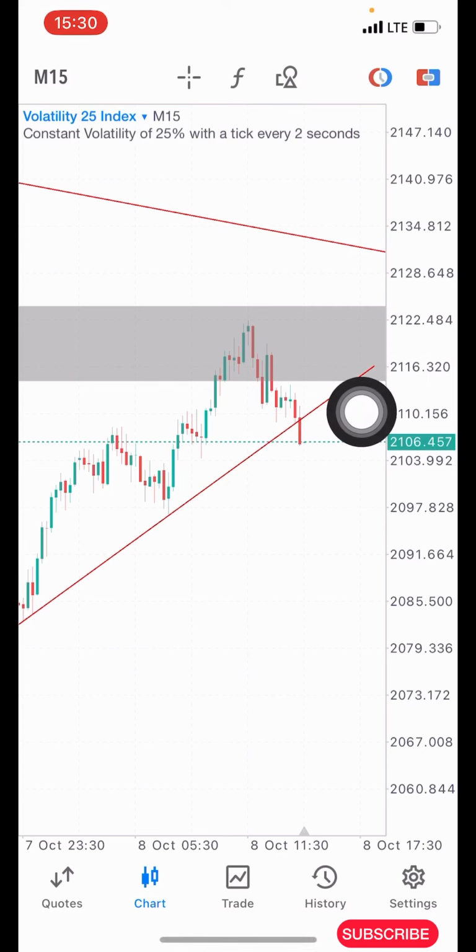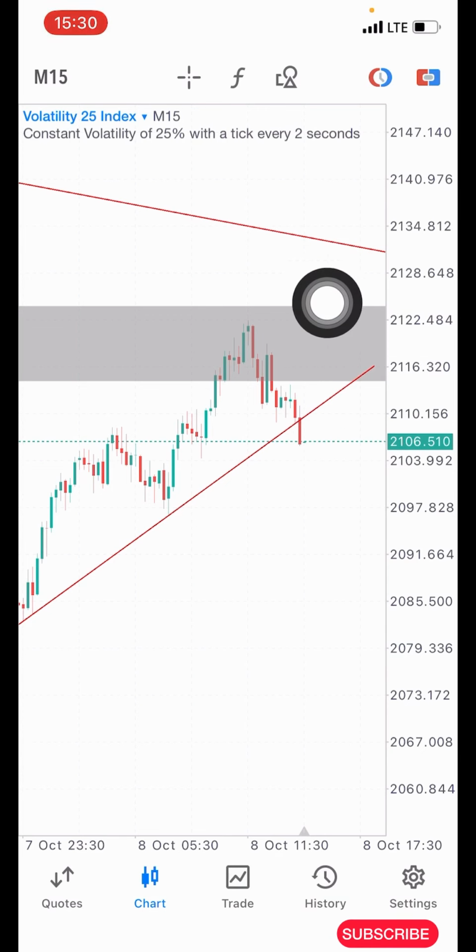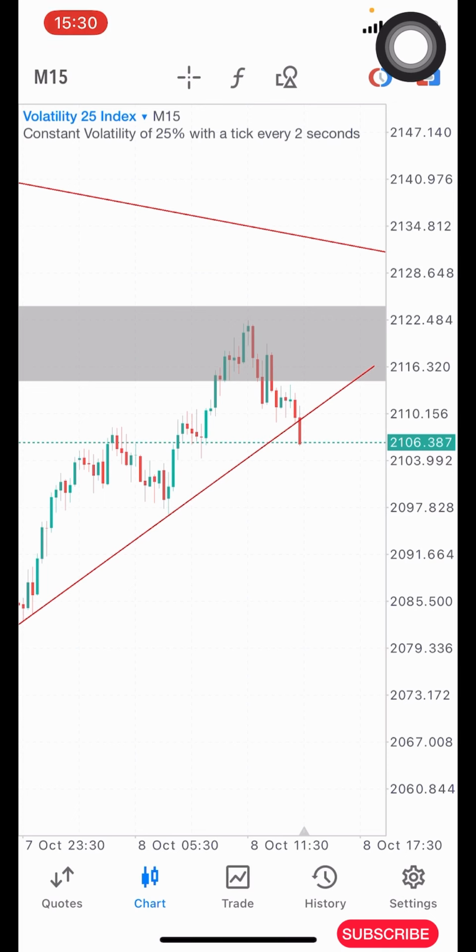Okay, so if price goes against me and breaks above this zone, I will not be taking any entry in this zone, right, until price breaks above this trend line, comes back for a retest, and then I'll look for a buy to the upside. All right, so that's my preparation for the buy entry.